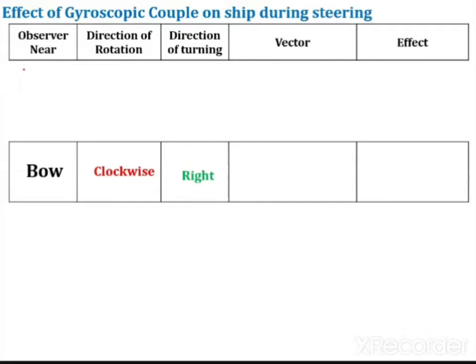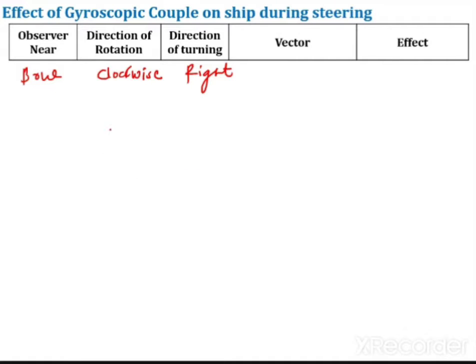Okay, now let us say my observer is near the bow, my direction of rotation is clockwise. Now if anyone did not understand earlier, check once again. And the direction of turning is right. Okay. Now let us start. See, what is the condition? The observer is near the bow.